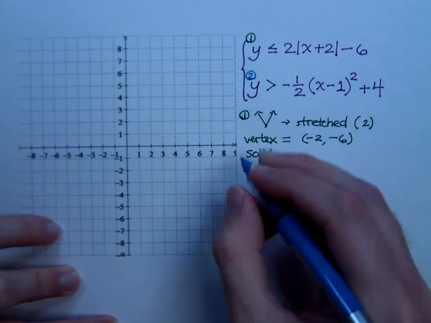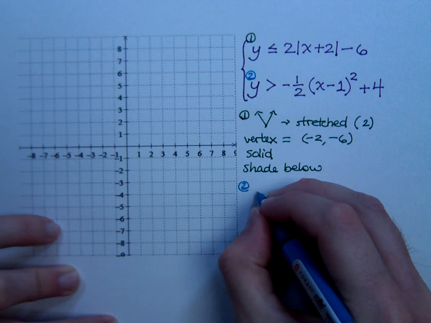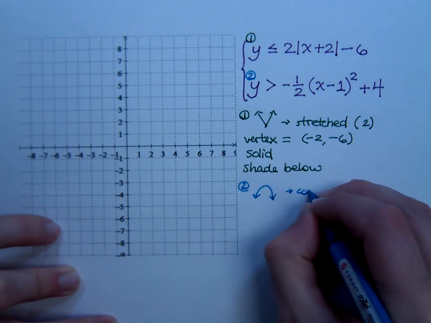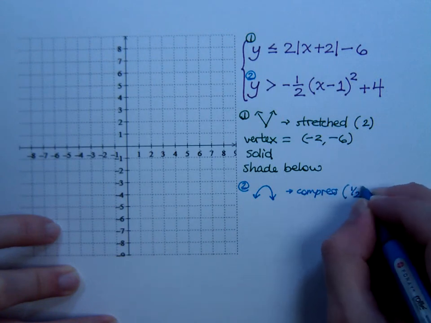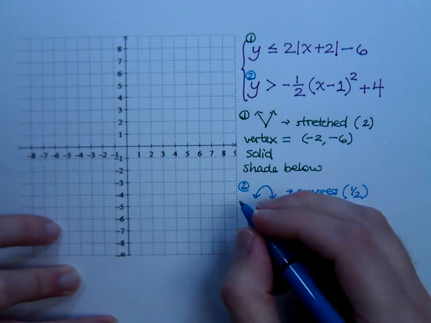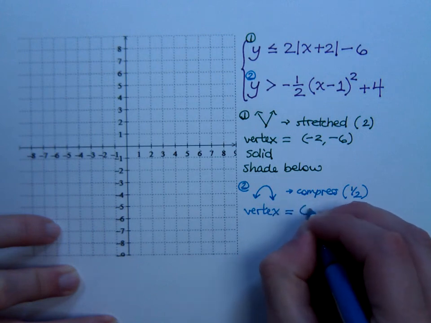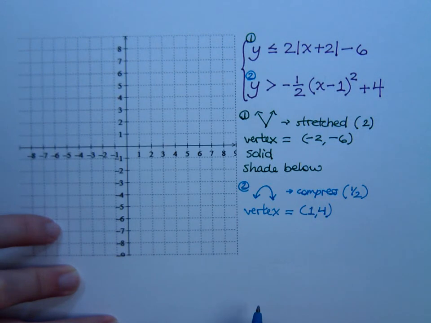Now let's look at number 2. Tell me everything you know about number 2. It's an upside down parabola that has been compressed. It's by a factor of 1/2. So it's going to look a little bit shorter and squattier. What is its vertex? 1, 4. All right, so that should be enough for the graph.